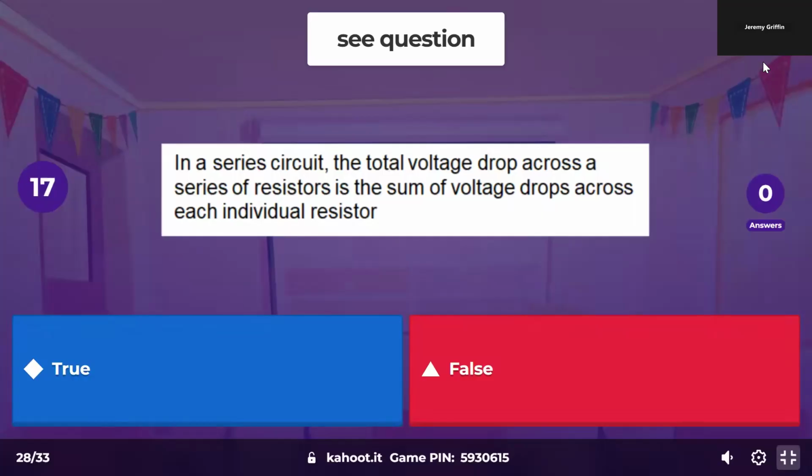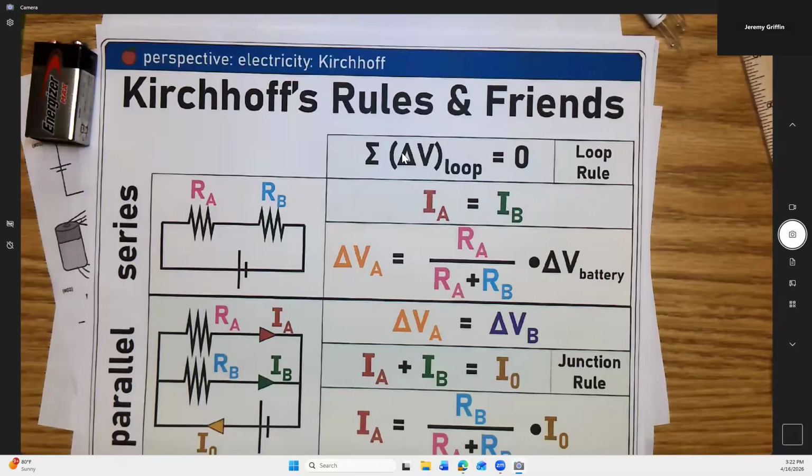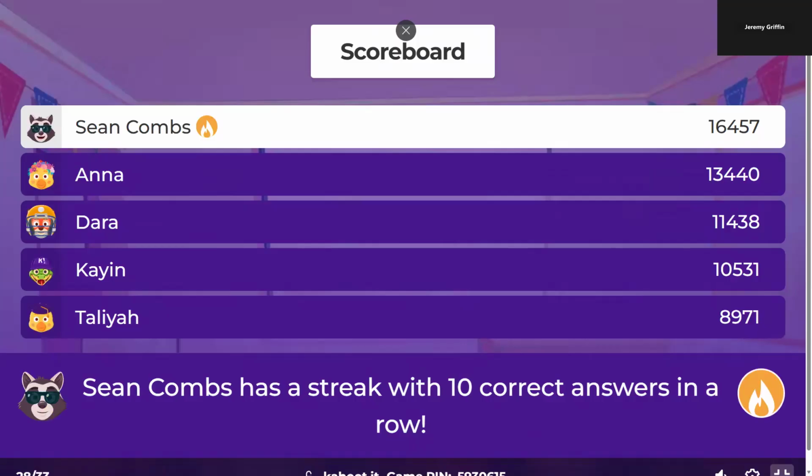In a series circuit, the total voltage drop across a series of resistors is the sum of the voltage drop across each individual resistor. That reminds me a lot of Kirchhoff's loop rule. You guys remember this loop rule right here? Or those waterfall models could also be a good visual. That is true. That's like the loop rule.